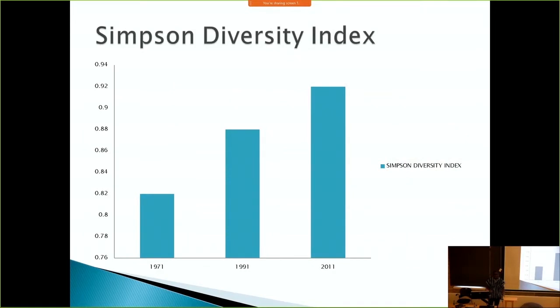When we analyzed the Simpson's diversity index, we realized that the 2011 residential area was much more diverse than the 1971 and the 1991, which was very encouraging.